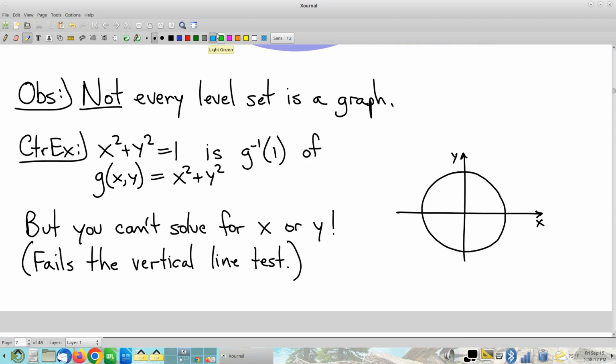Here you go. Here's a level set. This is a level set of the function x squared plus y squared. Easy picture to draw. And it fails the vertical line test. Not a graph. Game over. Right? So, like I say, it's a one-way deal. If you're looking at a level set, it may or may not be a graph. Everybody happy with that?